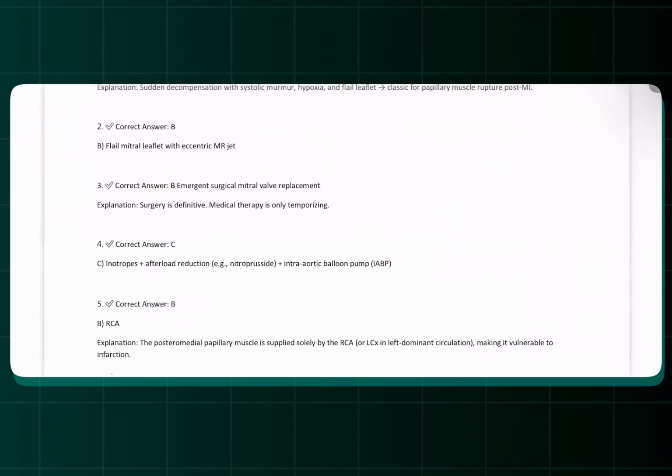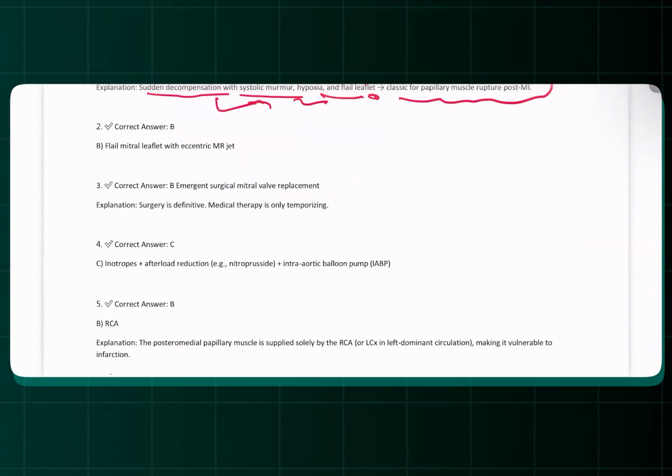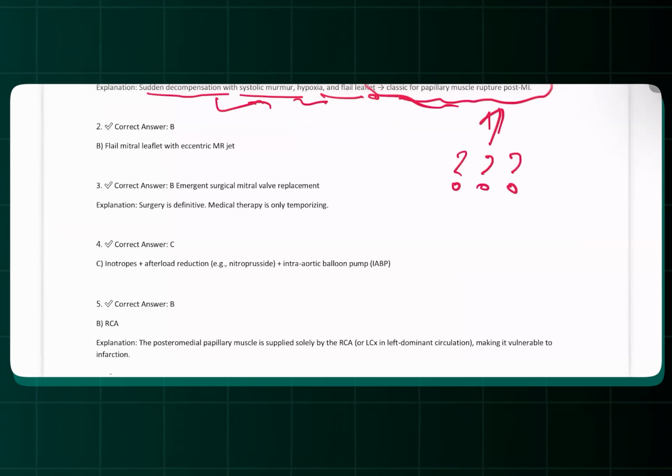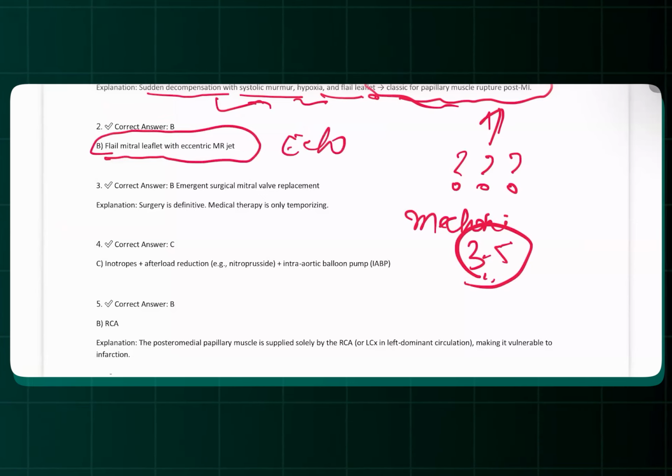Okay, let's discuss. All right. The first is B, that is acute MR. Sudden decompensation, systolic murmur, hypoxia, flail leaflet, classic of papillary muscle rupture post MI. When does this happen? This is a mechanical complication, usually 2 to 3 days. It begins on the third day, and then up to 5 days it can happen. Flail mitral leaflet with eccentric MR jet is the echo finding. The correct answer for the third is surgery, definitive.